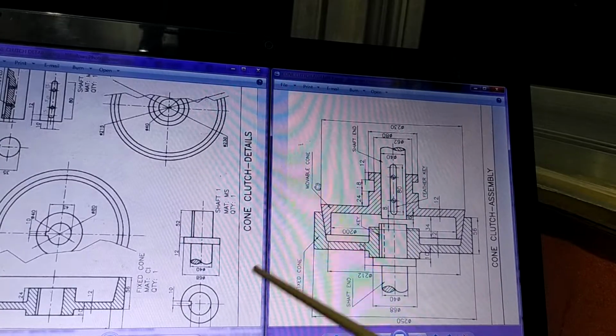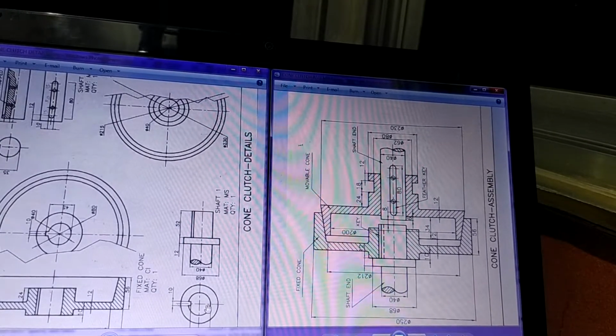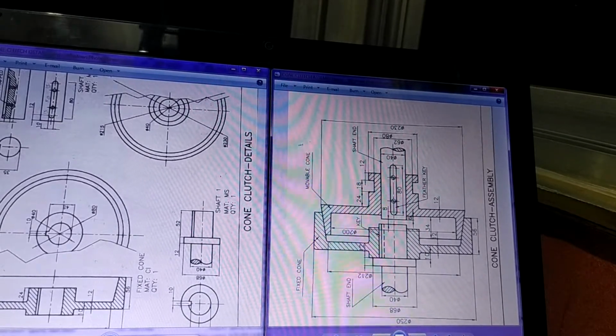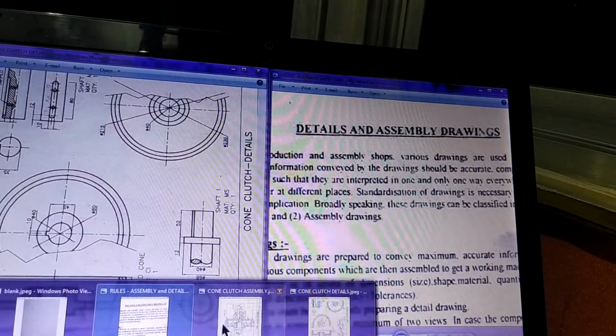Now there are some more instructions to be observed. These instructions we will study by referring to a list of instructions. So I am taking you to the list of instructions now.